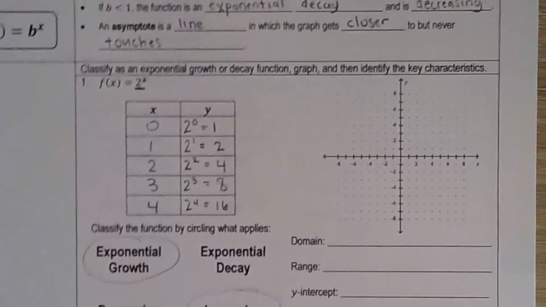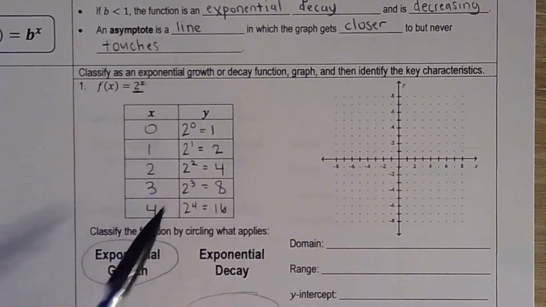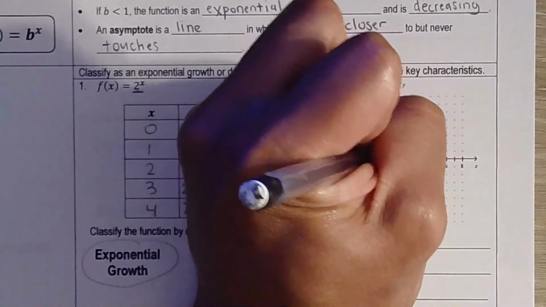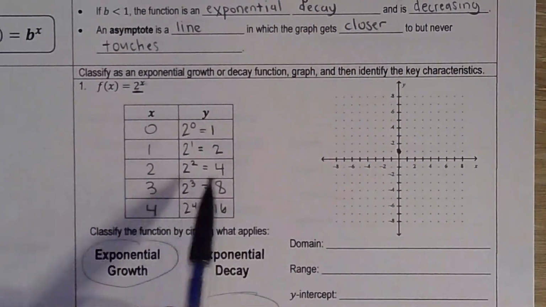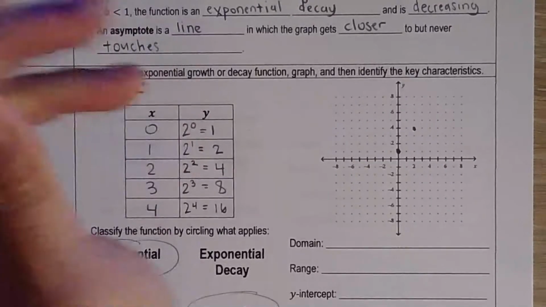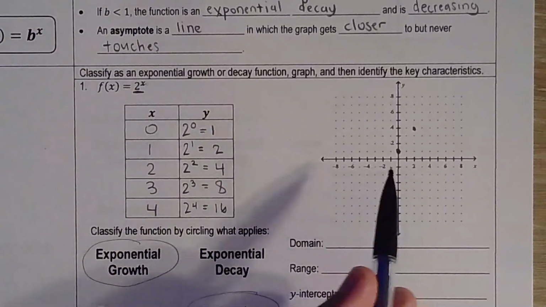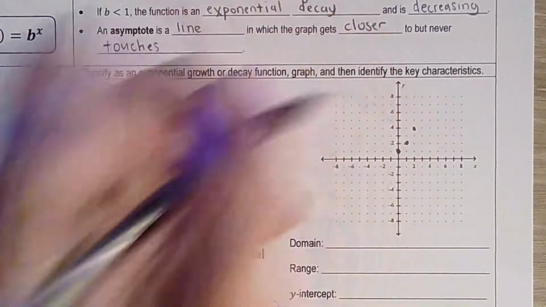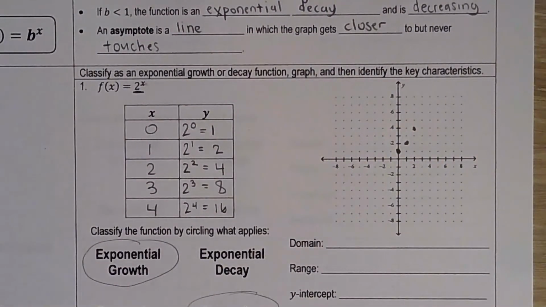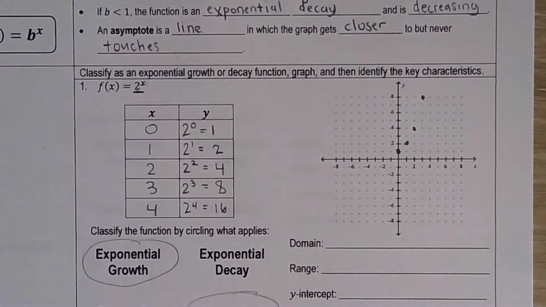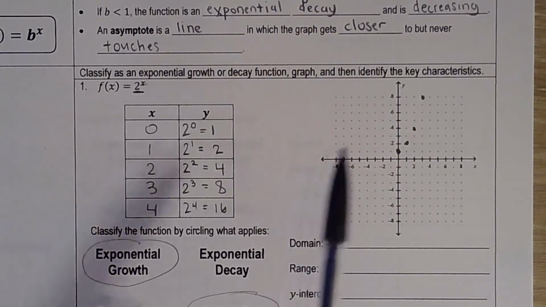Let's use these values to graph. We have 0, 1, so that's that point right there. 2, 4. Oh, we didn't graph 1. Sorry, 1, 2 as well. And then 3, 8. 4, 16 is going to be a little bit off of our graph, so we don't have to graph that.